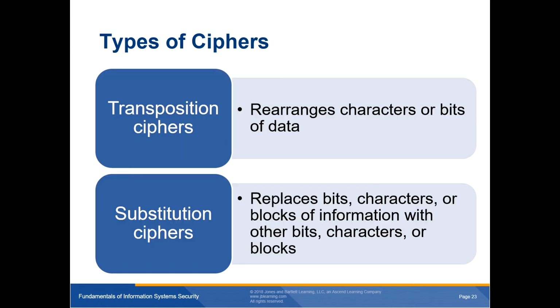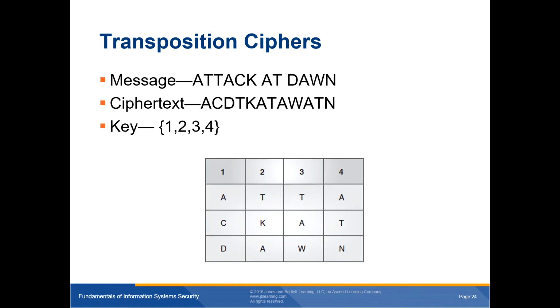Types of ciphers. Transposition ciphers. These rearrange characters or bits of data. Substitution ciphers replace bits, characters, or blocks of information with other bits, characters, or blocks. Here's a simple transposition cipher. The message is attack at dawn.